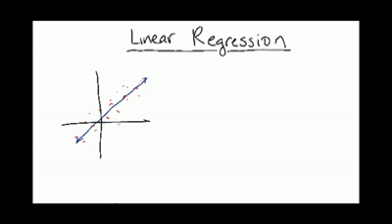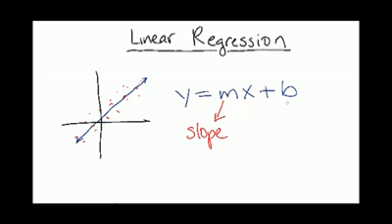Since it is a straight line, it'll have the form of y equals mx plus b, where m is your slope and b is your y-intercept. Some books have this as b1 and b0. Try not to confuse things with extra variables if it's not necessary.